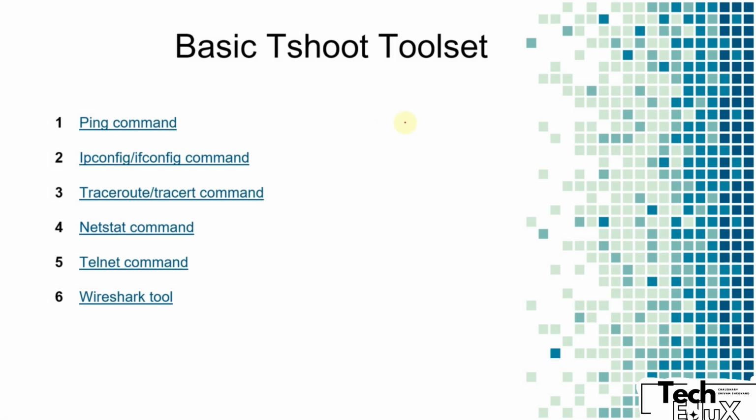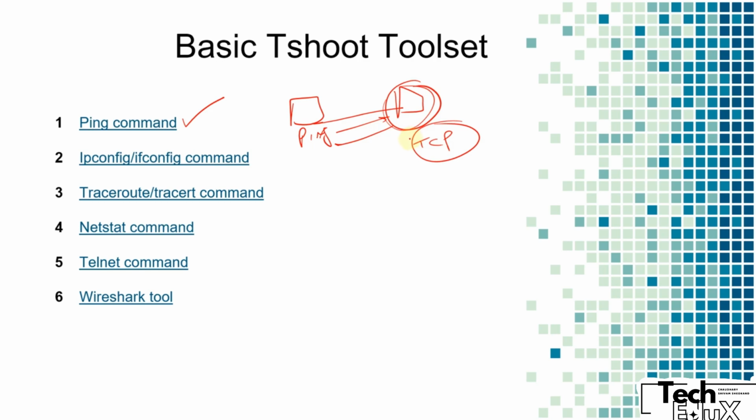When it comes to troubleshooting, the most important toolset is the ping command, because this is how we verify whether the other device is alive. Let's suppose we have these two computers and they are connected. If I want to check whether this computer is alive or not, I will ping the IP address of this computer. If I get the reply back, it means the system is up and running and our TCP is working fine. Similarly, to verify whether IP is working fine on my system, I need to run the ipconfig command.